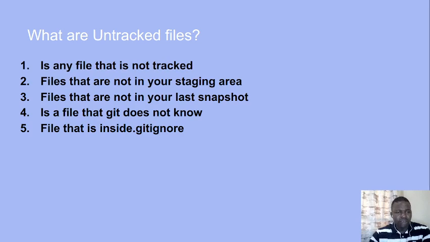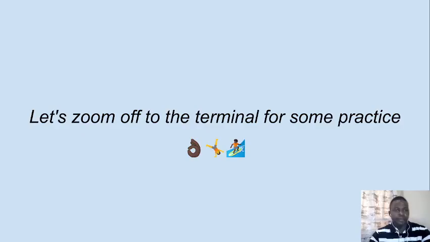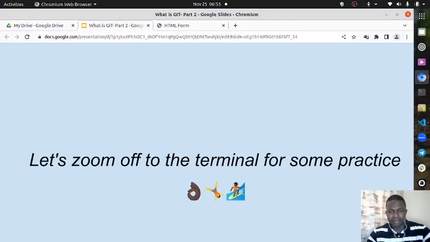What is an untracked file? An untracked file is a file that Git does not know. An untracked file is a file that is inside the .gitignore. These are untracked files. How do we find out the state of a file? We can find the state of a file in a working directory by typing the command git status. It will show us the state of untracked files. Now let's head on to the terminal for some practice.